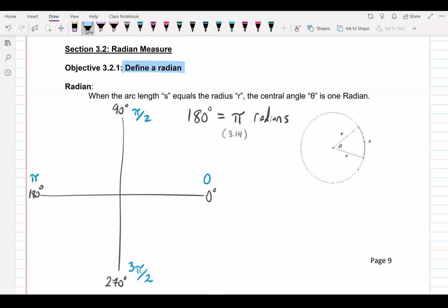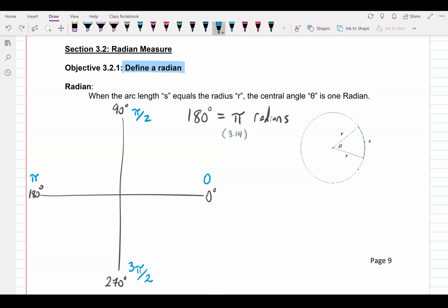But the most important ones by far are these conversions, or more specifically, this one right here. It means that 180 equals pi. Why am I explaining this so much? Well, because we're going to have to convert from degrees to radians, like I said.